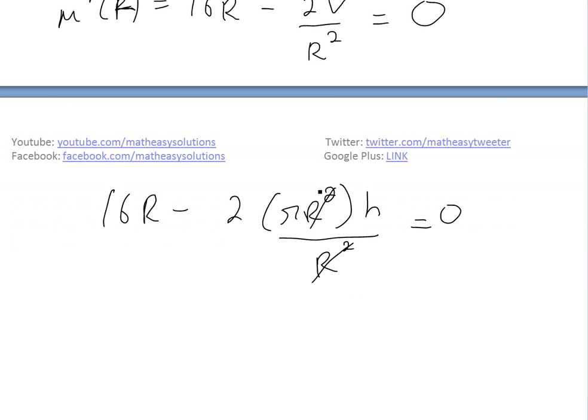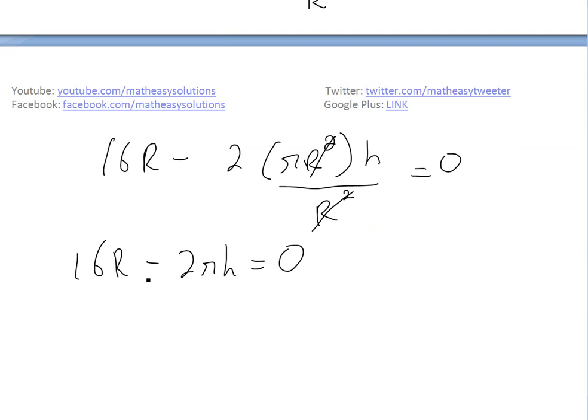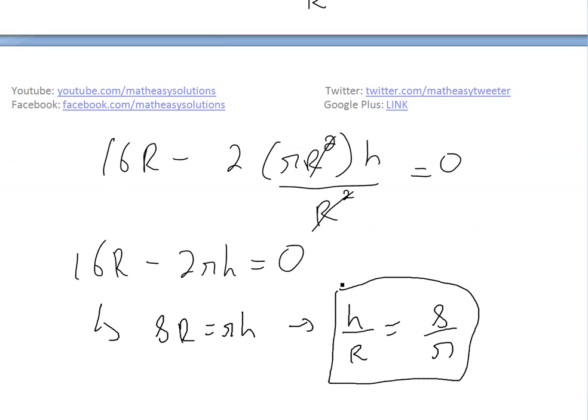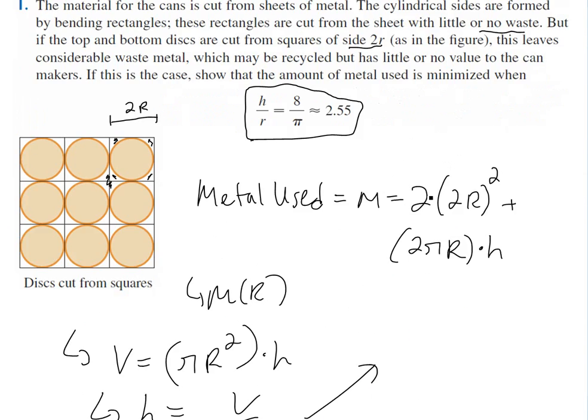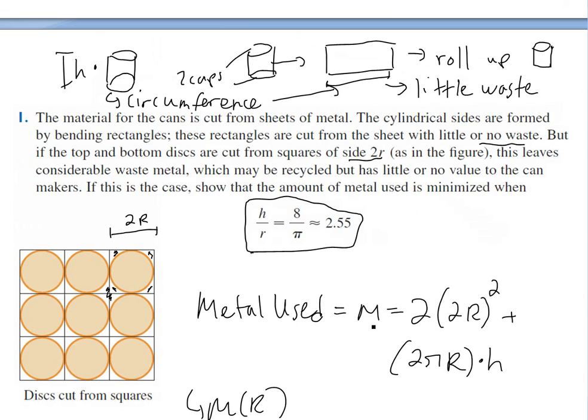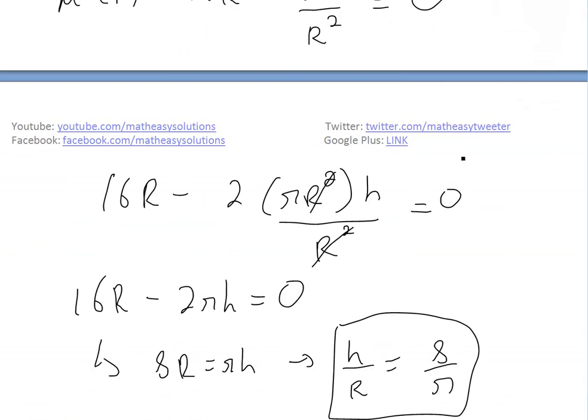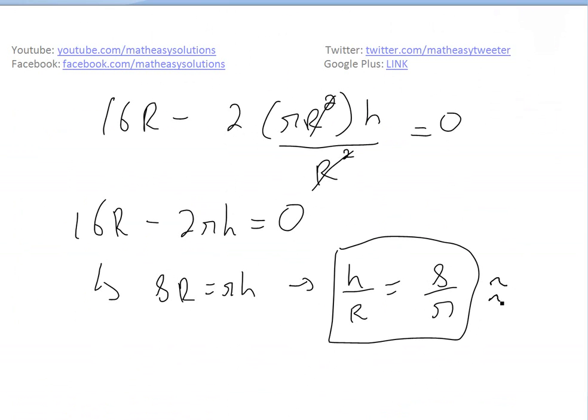And as you can see, this cancels, we're going to be left with 16r minus 2 pi h, and then rearranging this one, we're going to get just 8r equals pi h. Cancel the 2, divide by 2 and shift it over here, and we're going to finally get h over r is equal to 8 over pi, and this is our answer right here. And there you go, if you put it in a calculator, you're going to get roughly 2.55. So this is roughly 2.55, and this is our answer here.